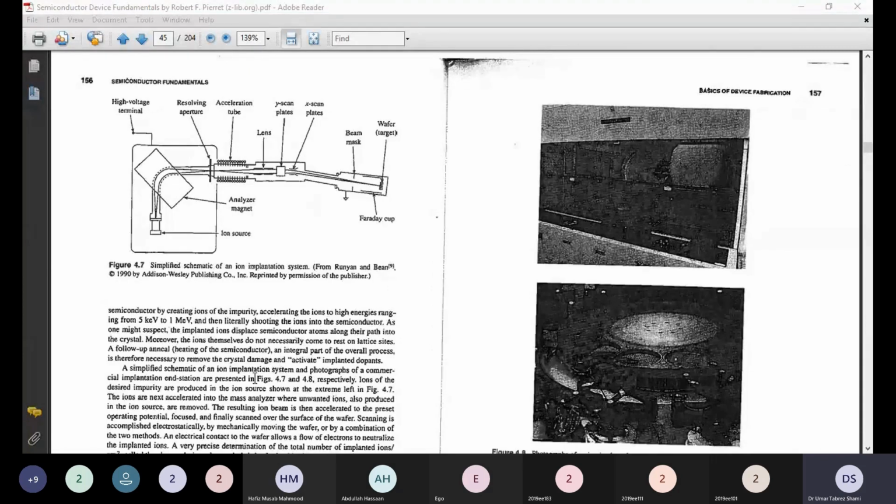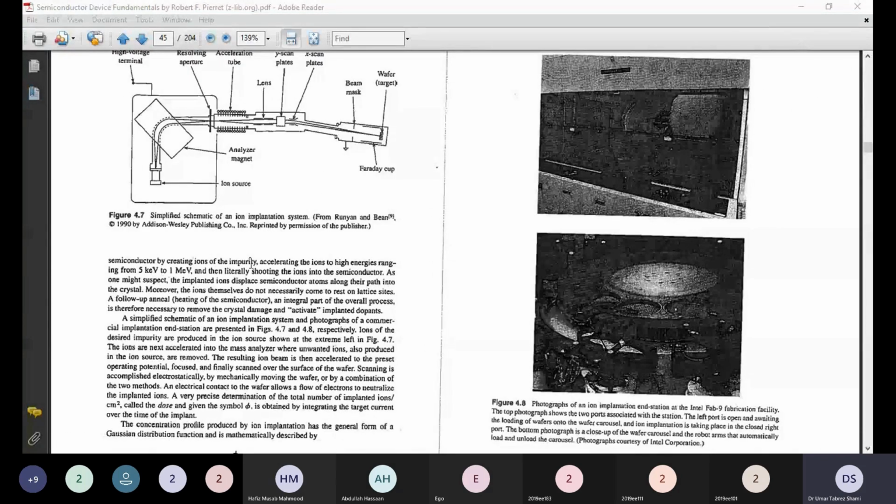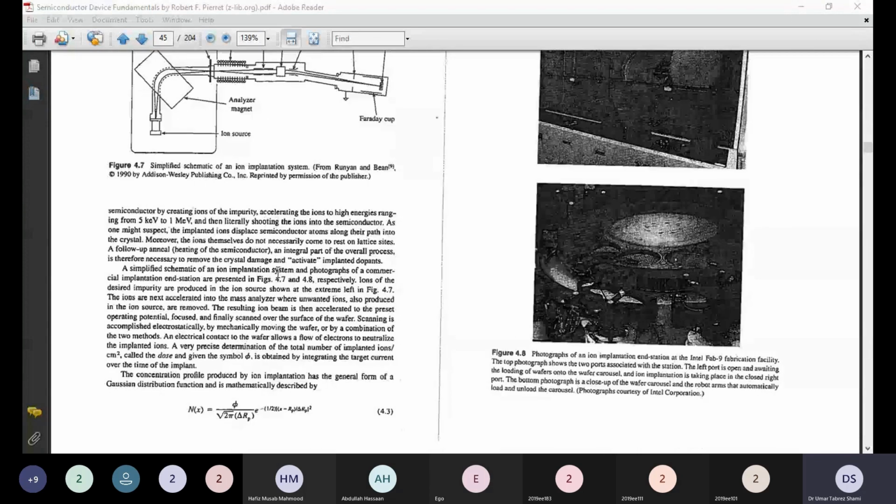Okay, a simplified schematic of ion implantation: doping the semiconductor by creating ions of the impurity, accelerating the ions to high energies ranging from 5 kilo electron volts to 1 mega electron volt, and then literally shooting the ions into the semiconductor. One might suspect the implanted ions displace semiconductor atoms along their path into the crystal. Moreover, the ions themselves do not necessarily come to rest on a lattice site.